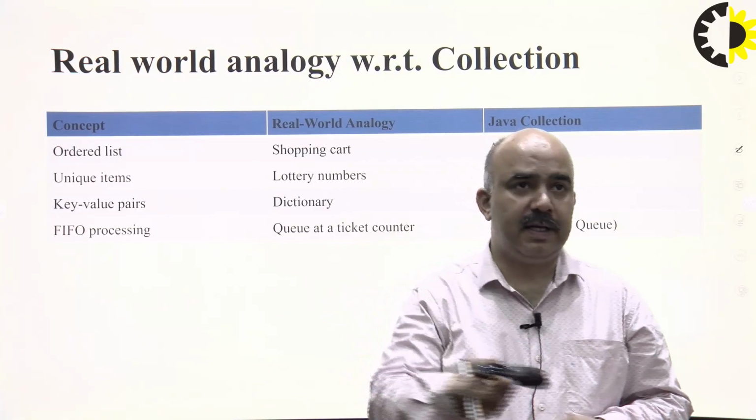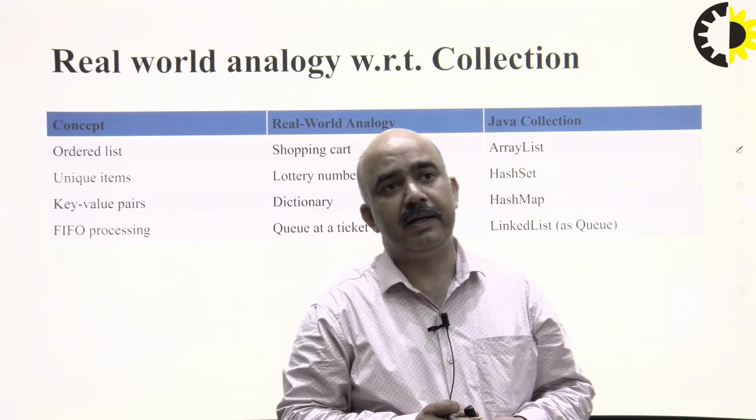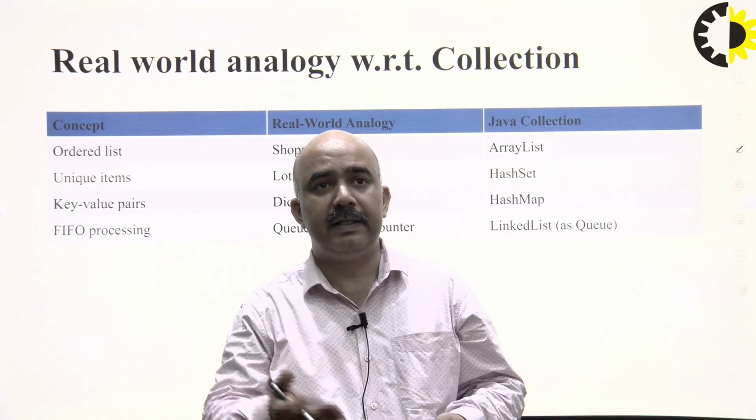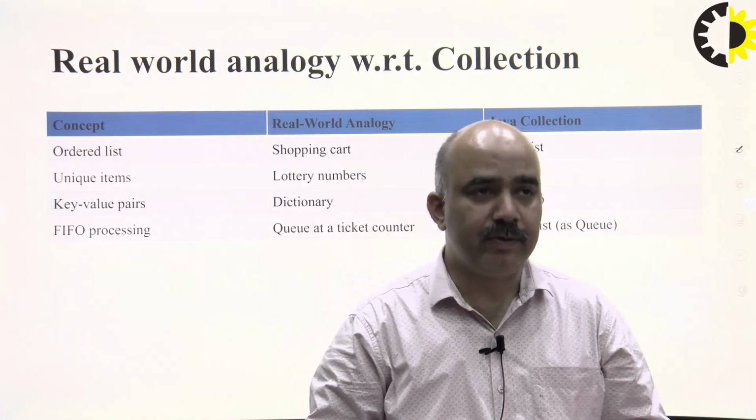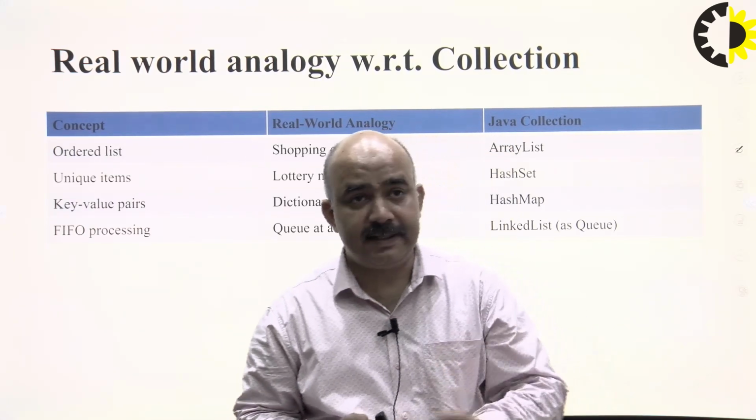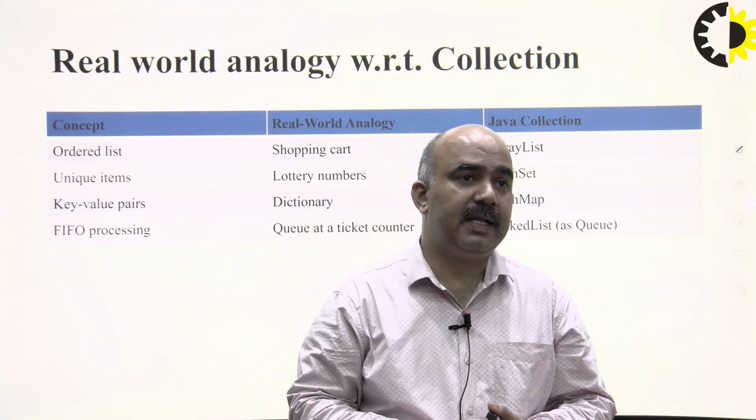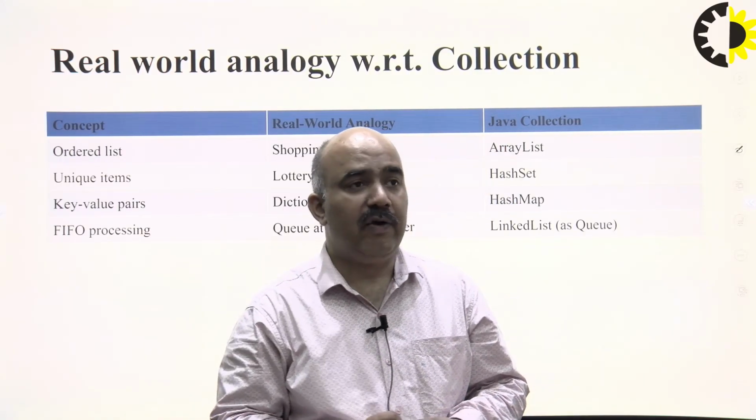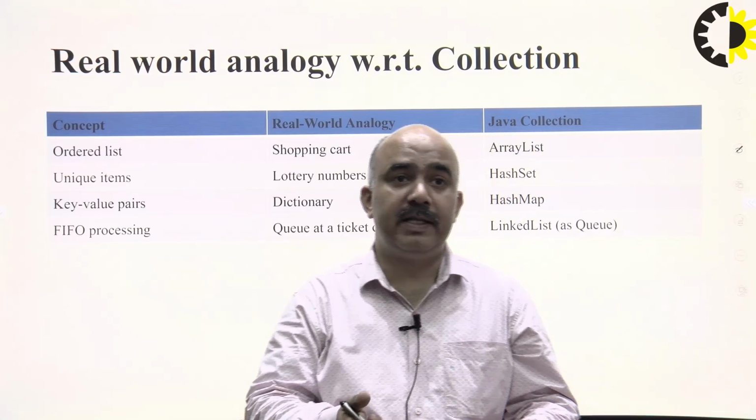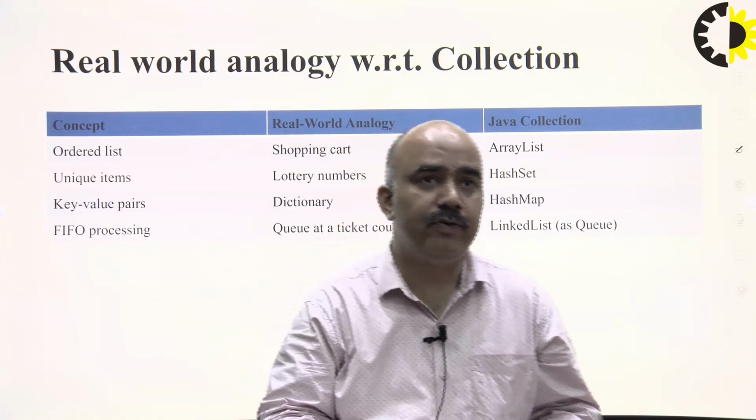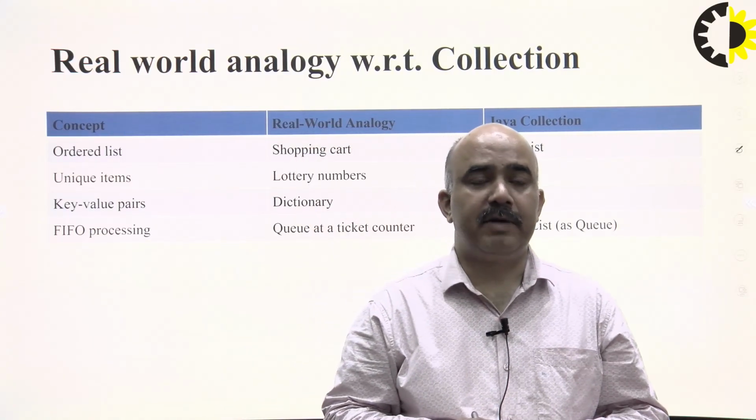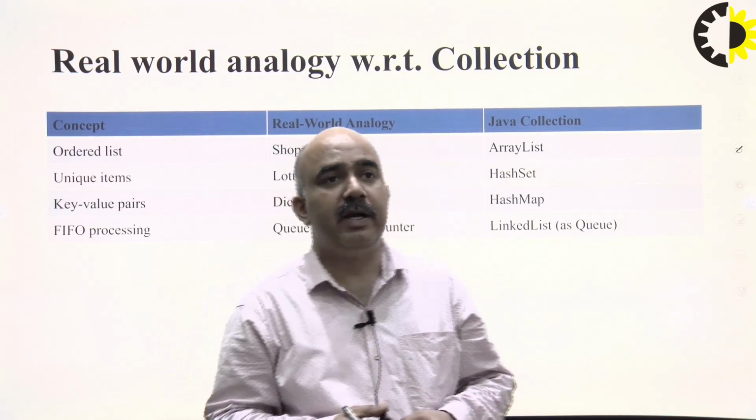So in the real world, how can collections be considered? If the concept is an ordered list, like shopping carts, then in Java we can use an array list. For unique items like lottery numbers, we have hash sets. For key-value mapping, like a dictionary, we have hash maps. For first in first out processing, like a queue at ticket counters, a linked list as a queue can be used. So these are different examples of collections which can be used as real-world analogies.